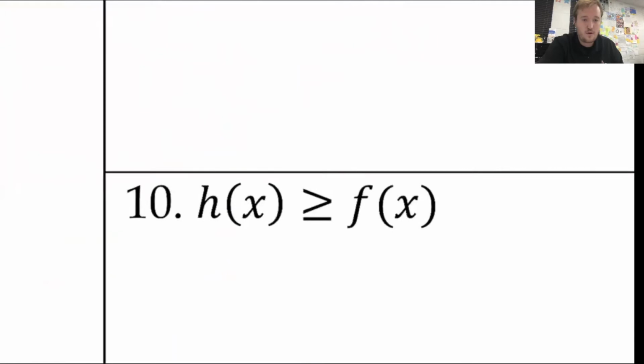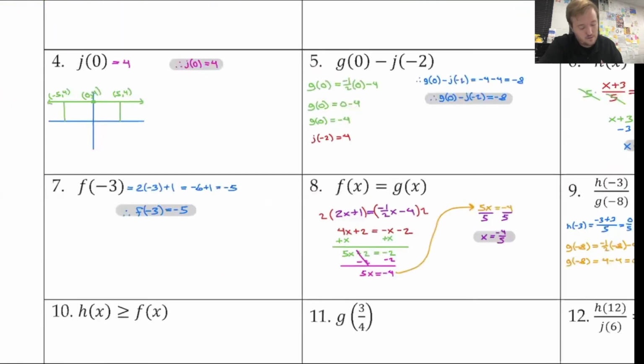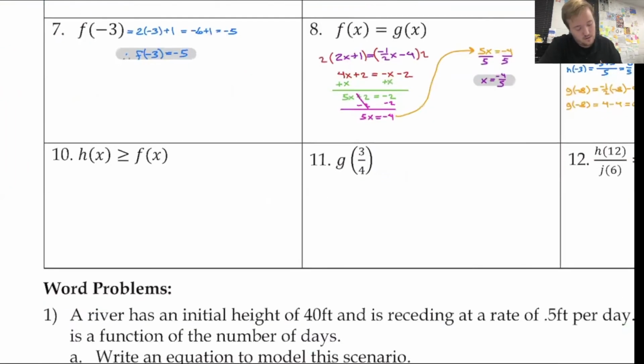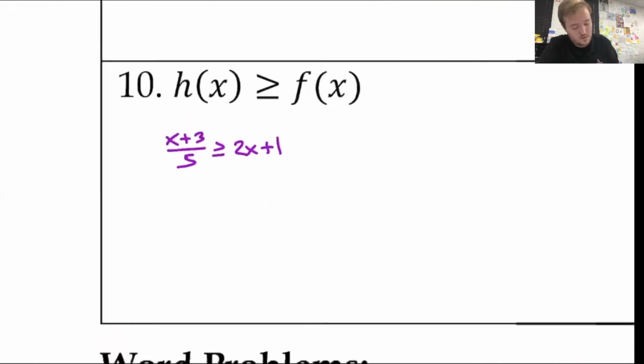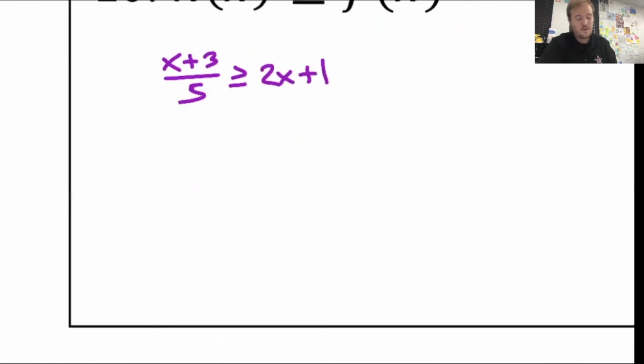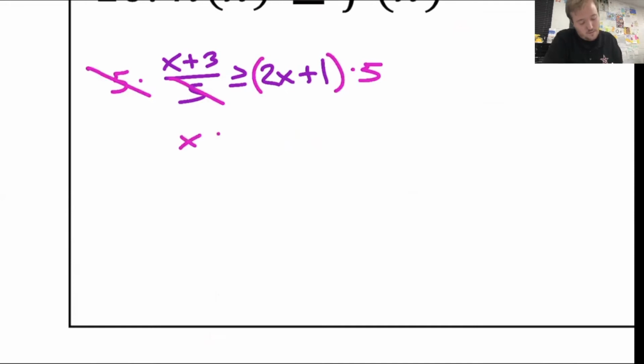All right, now inequalities. h of x greater than or equal to f of x. So we have x plus 3 over 5 greater than or equal to f of x, which if I remember right is 2x plus 1. Yes. Now you want to solve for x. So I'm going to multiply both sides by 5. I'm going to put that in parentheses. So you have x plus 3 greater than or equal to 10x plus 5.